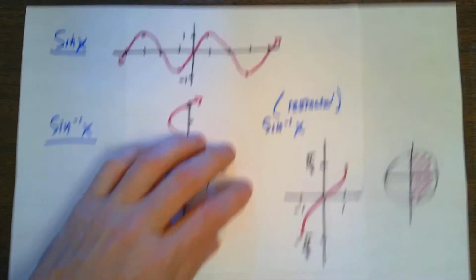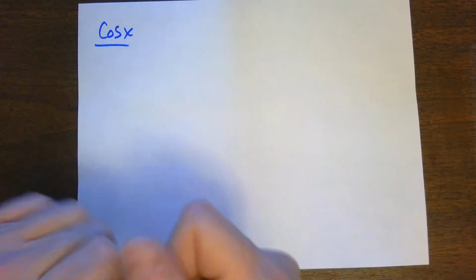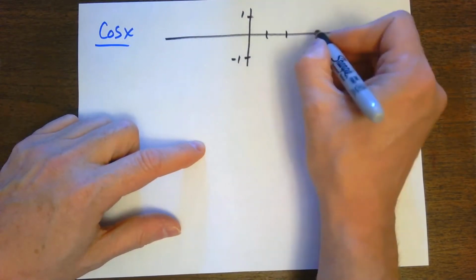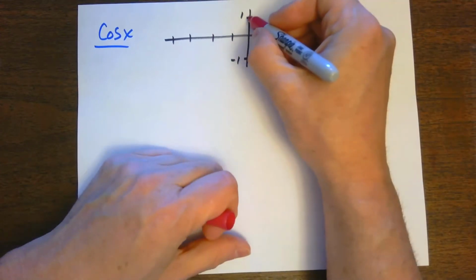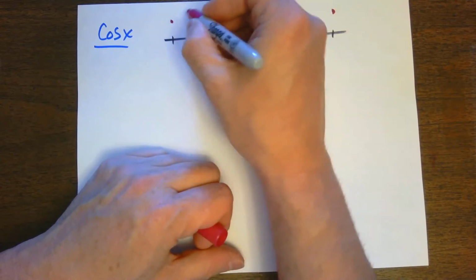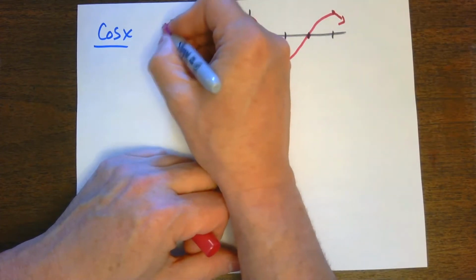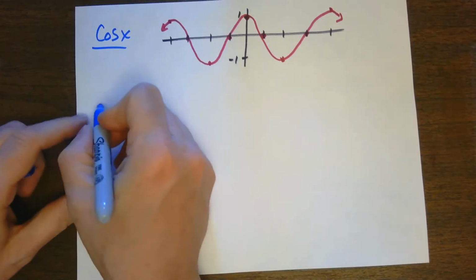All right, let's take a look at cosine. And we're going to see the same situation happen in cosine. The graph of cosine, and I'm going to graph it from negative 2 pi over 2 to positive 2 pi over 2. And cosine graphs here and here and here and here and here. That's clearly a function, passes vertical line test, right? But what about inverse cosine?